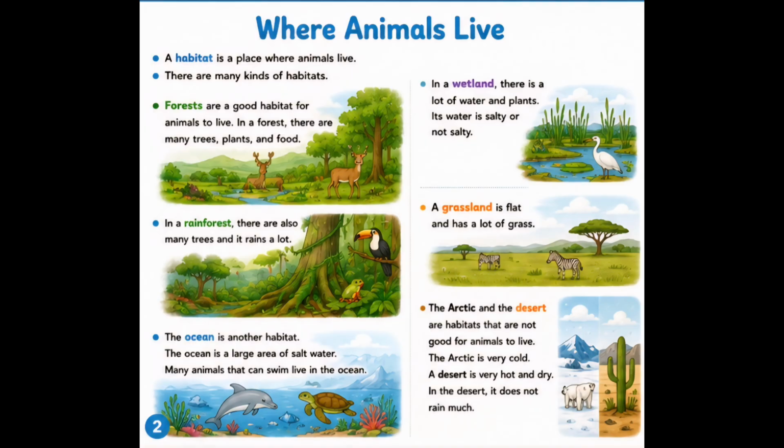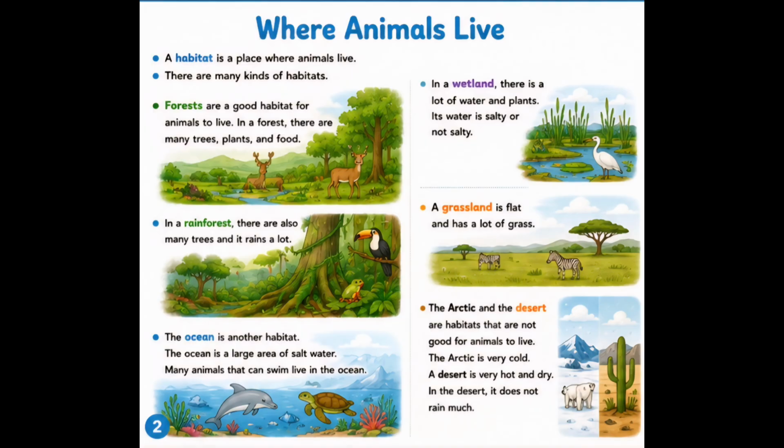The ocean is another habitat. The ocean is a large area of salt water. Many animals that can swim live in the ocean. In a wetland, there is a lot of water and plants. Its water is salty or not salty. A grassland is flat and has a lot of grass.